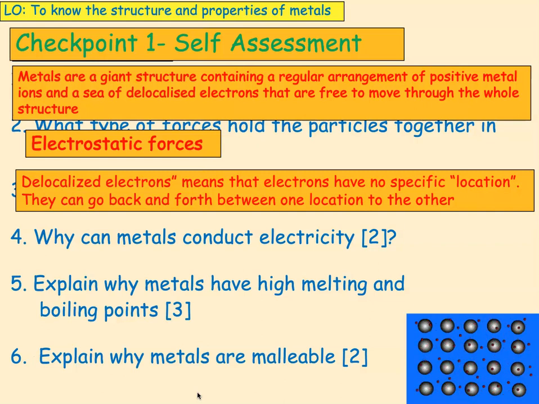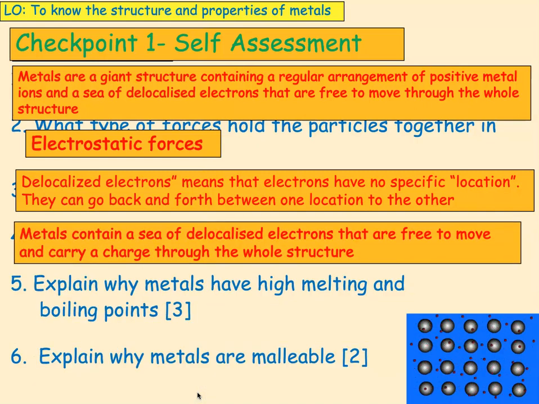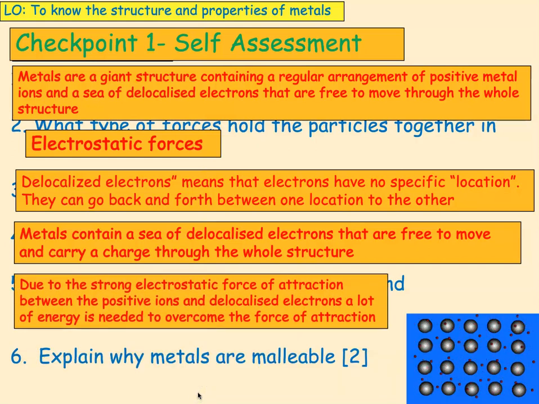Why can metals conduct electricity? They can conduct electricity because they contain a sea of delocalized electrons that are free to move and carry a charge through the whole structure. Explain why they have high melting and boiling points. They have high melting and boiling points due to the strong electrostatic force of attraction between the positive ions and the delocalized electrons. And because it's a giant structure, there's a lot of that electrostatic force. So therefore, a lot of energy is needed to overcome the force of attraction.